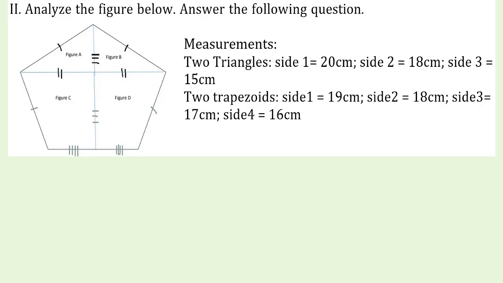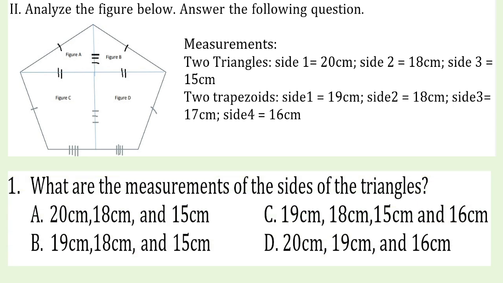Test 2. Analyze the figure below. Answer the following questions. Measurements: two triangles, side 1 equals 20 centimeters, side 2 equals 18 centimeters, side 3 equals 15 centimeters. Two trapezoids, side 1 equals 19 centimeters, side 2 equals 18 centimeters, side 3 equals 17 centimeters, side 4 equals 16 centimeters.